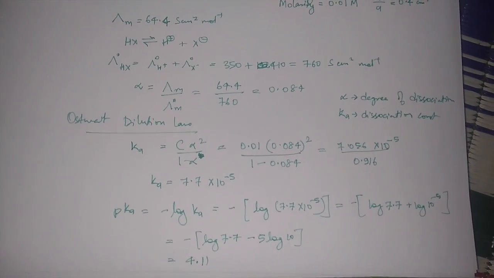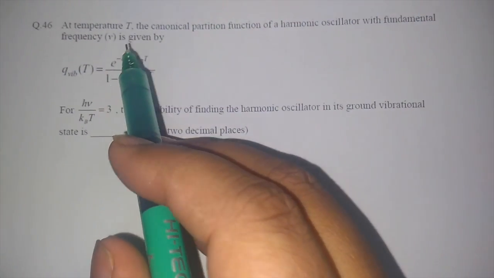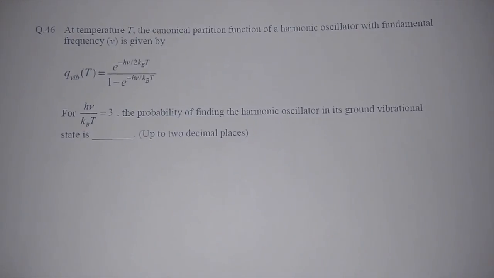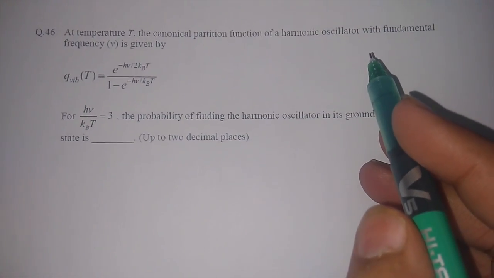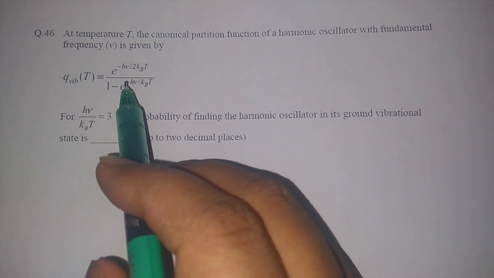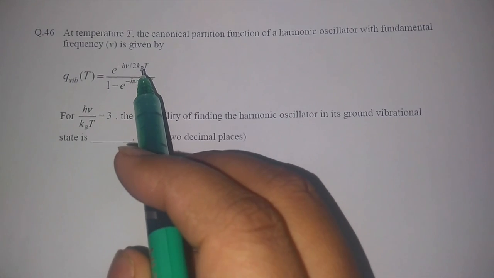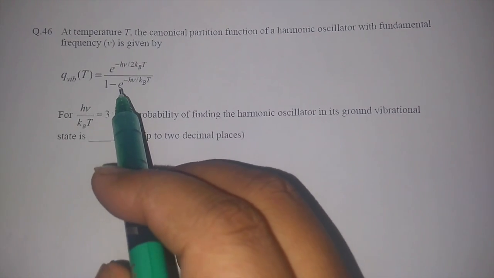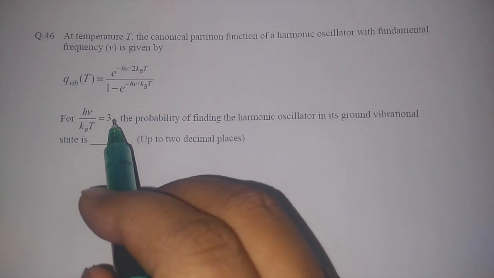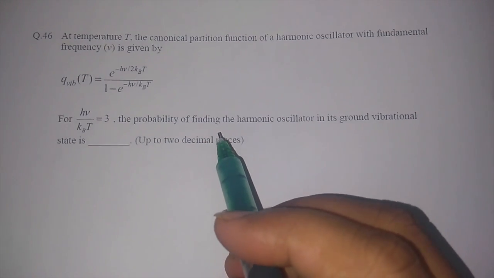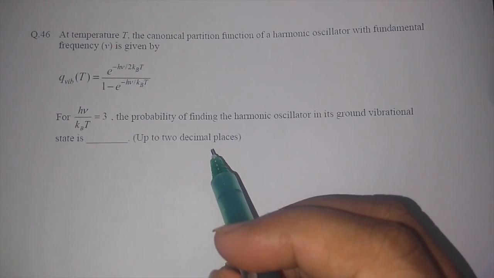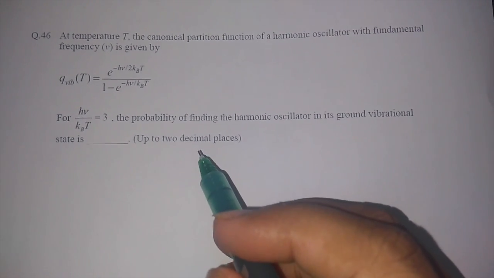Let's take another question and see how to solve it. Alright, so let's talk about this question. It says that at temperature T, the canonical partition function of a harmonic oscillator with fundamental frequency nu is given by Q vibrational at temperature T equals e to the power minus h nu by 2 kBT, where kB is your Boltzmann constant, upon 1 minus e to the power minus h nu divided by kBT. Now h nu by kBT is equal to 3. This is the value given to you. The probability of finding the harmonic oscillator in its ground vibrational state is, okay, you have to give the answer in 2 decimal places.